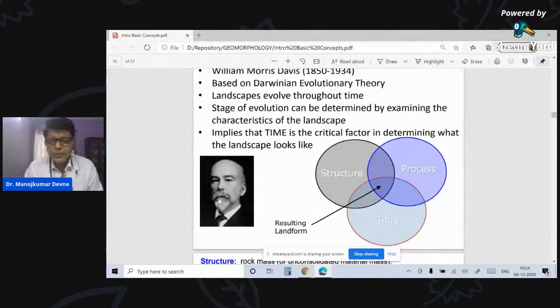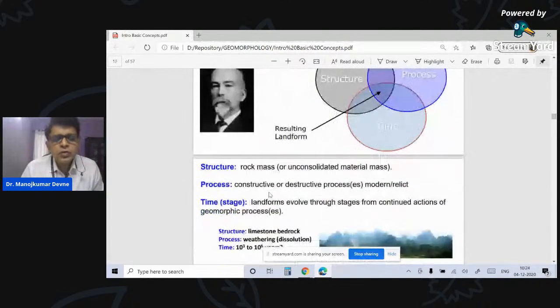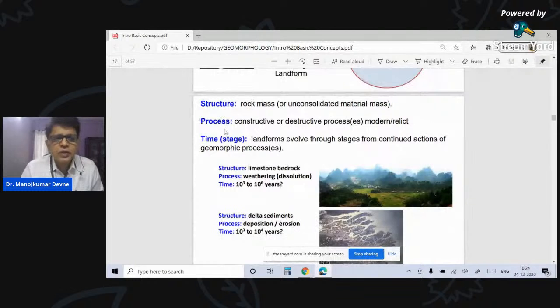What structures that particular landform? What are the processes operating on that particular landform? And for how much time is that process operating on that structure? Thus his famous statement that landscape is a function of structure and process in time. It's a very important statement as far as geography and geomorphology are concerned. Structure, what is the rock mass? Process, what is it? Constructive, destructive? We know that what comes from the interior of the earth is constructive, what comes from the exterior is destructive. And time, how much time has elapsed for a particular area.